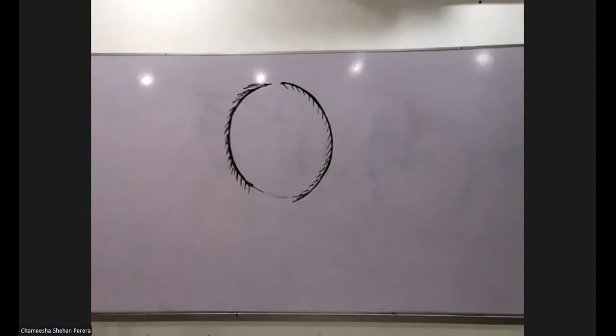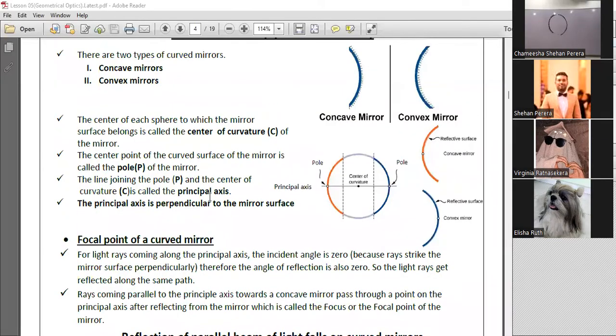Someone needs to help me. Shanuki, can you help me here? Can you read this part? Yes, so there are two types from that. Yeah, that's done. This part, what I have highlighted.